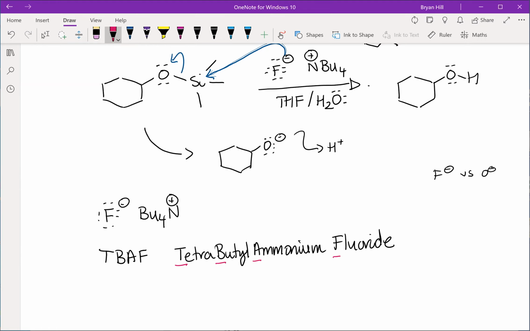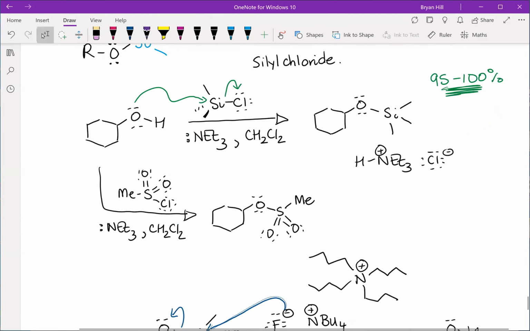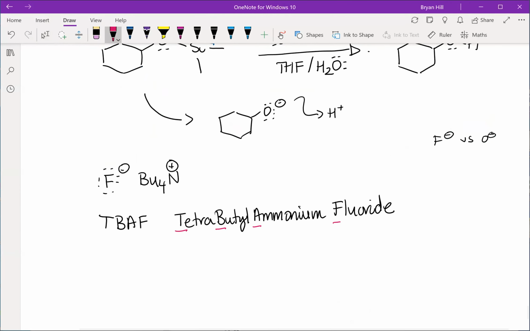And there's TBAI, which would be tetrabutyl ammonium iodide. That's another one which is made. But TBAF is a very common source of F minus that you can buy. They sell it in a bottle in a solution in THF. And it's just so easy to use. You just put it in your reaction and boom, it goes. So the yields for this second step are often approximately 95 to 100% as well. So it works really, really well.